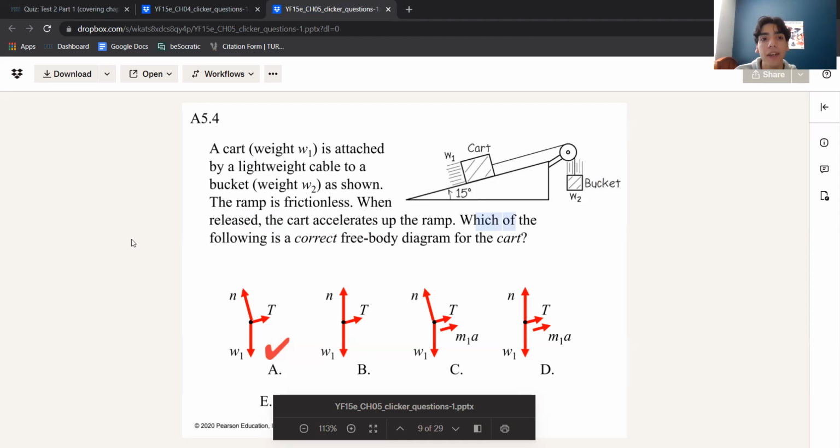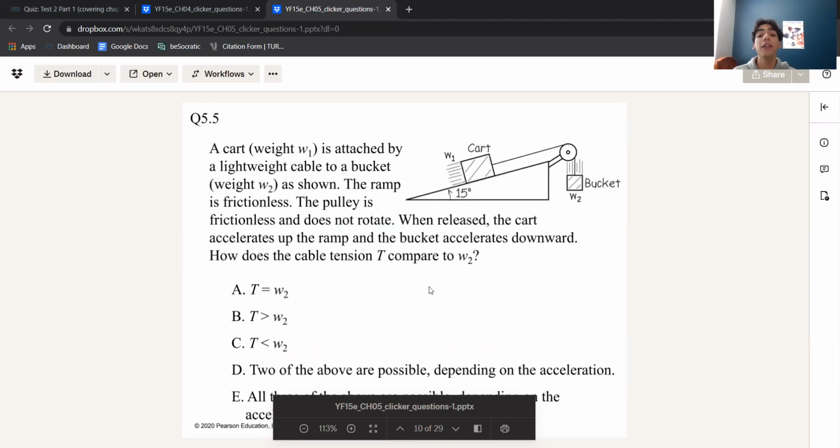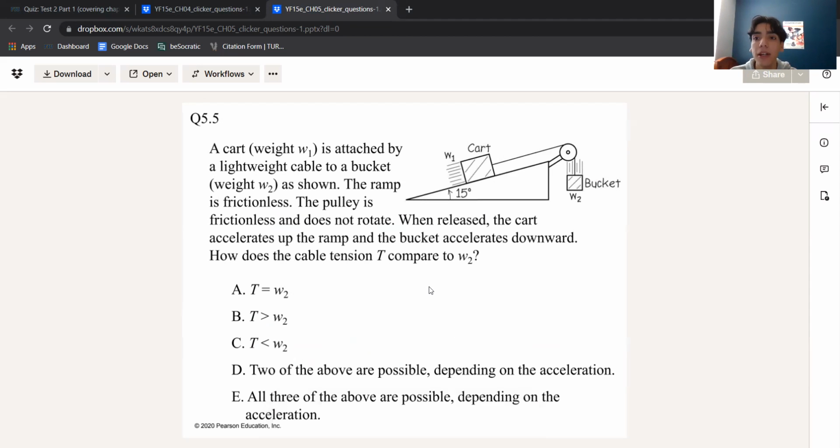So great job, guys. Now we can look at 5.5, another pulley problem. So let's try and redeem ourselves here. All right, let me try to read this one. A cart weight W1 is attached by a lightweight cable to a bucket weight W2 as shown. The ramp is frictionless. The pulley is frictionless and does not rotate. When released, the cart accelerates up the ramp, and the bucket accelerates downward. How does the cable tension T compare to the weight?